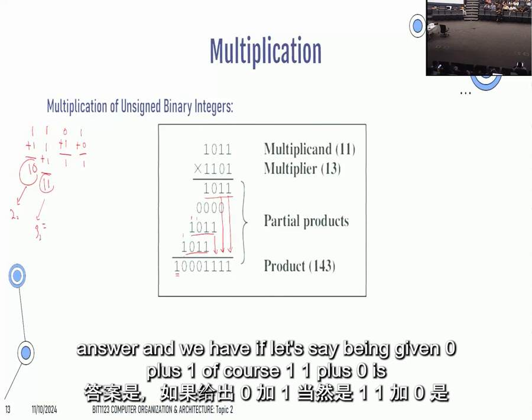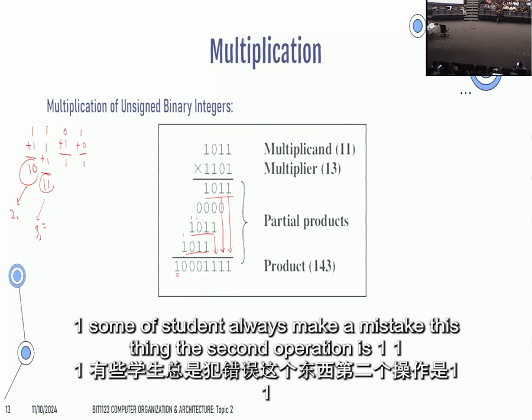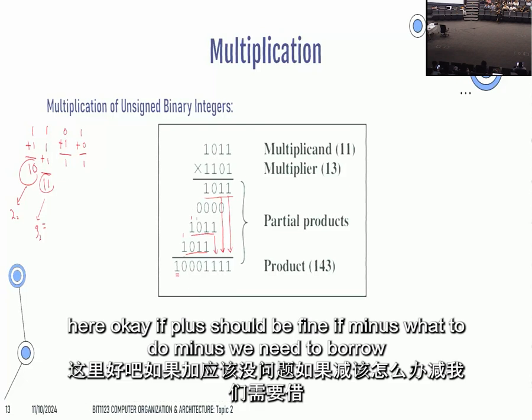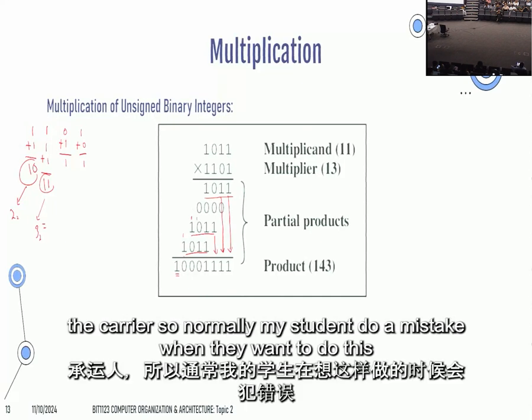And if, let's say, you're given 0 plus 1, of course 1. 1 plus 0 is 1. Some students always make a mistake with this thing. The second operation is 1 plus 1 plus 1. Maybe you will say, why, Doctor, you said that it becomes 3 here. Okay, if it's plus, it should be fine. If minus, what to do? Minus, we need to borrow the carrier.